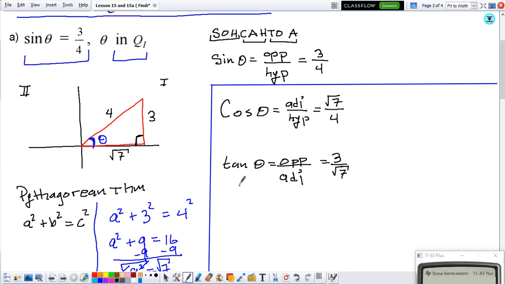Now, what's another trigonometric function that we need to find? We need to know what secant is. But remember that secant is the inverse of cosine. So if cosine is square root of 7 over 4, then that means that the secant is 4 over the square root of 7.